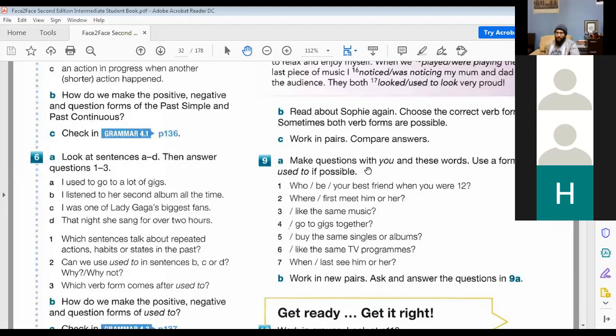Because to stay, it's a state. It's not stay. I forget.